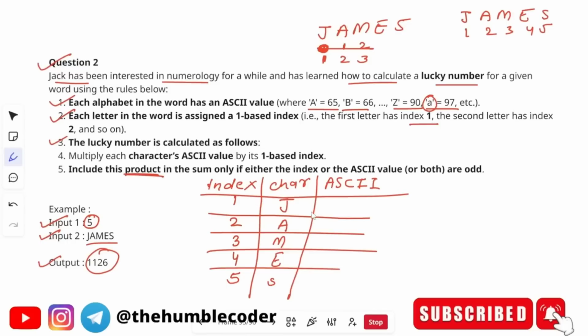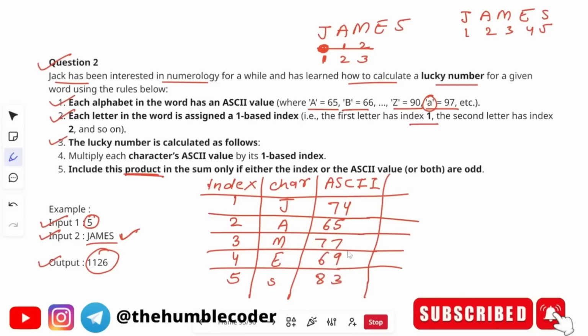So first of all, let's note down the ASCII values of these characters. For J the ASCII value is going to be 74, for A it is going to be 65, and note that all the characters are capital letters. So you have to consider the ASCII values from 65 to 90, just in case the letters were small, you have to consider that way. And guys, I'm just showing you a dry run. You don't have to consider all this, you just have to write the code in such a way that everything will be handled properly. For M the ASCII value is going to be 77, for E it is going to be 69, and for S it is going to be 83.